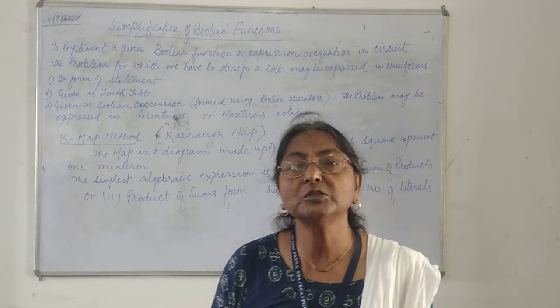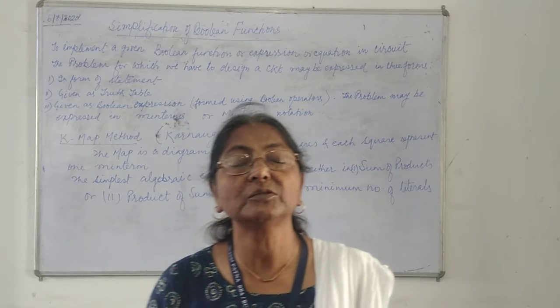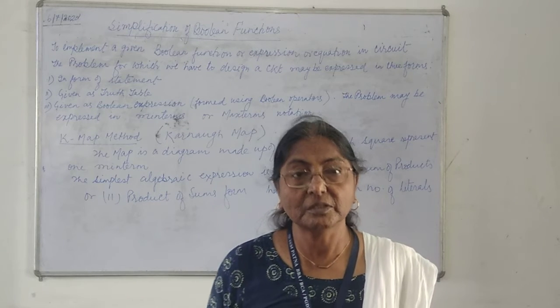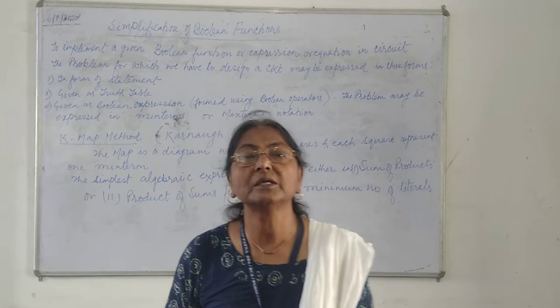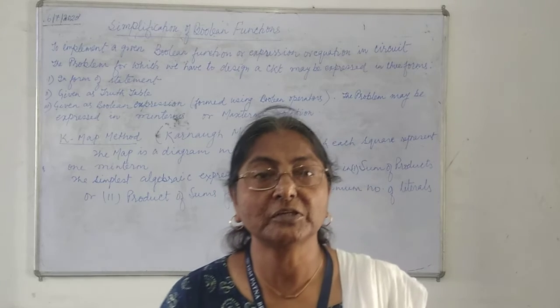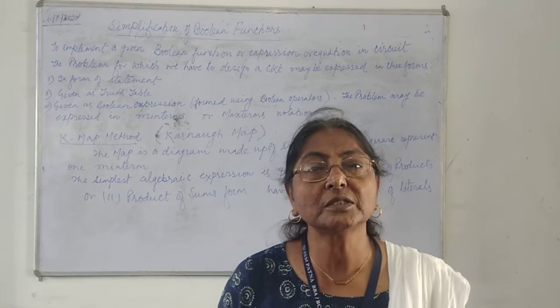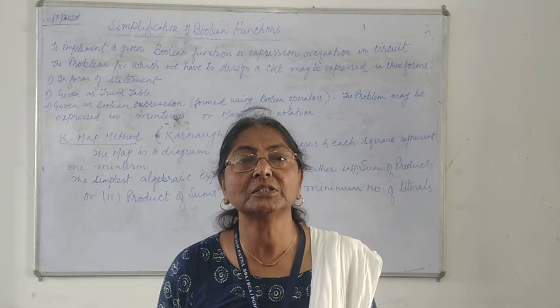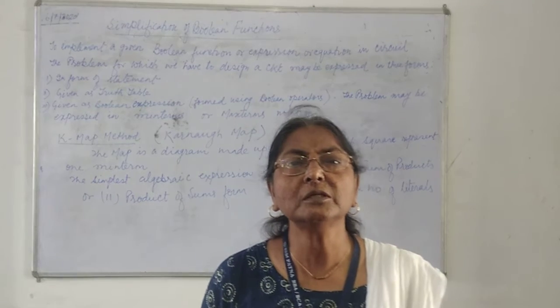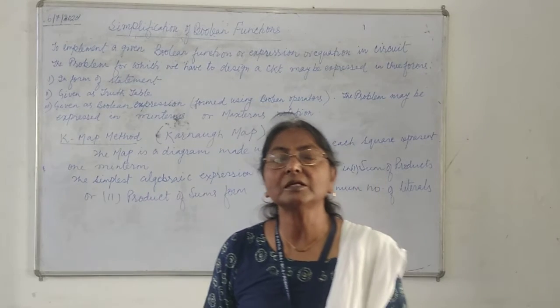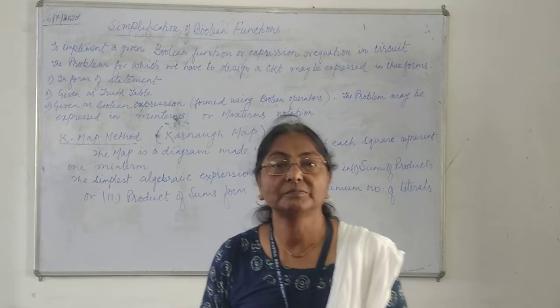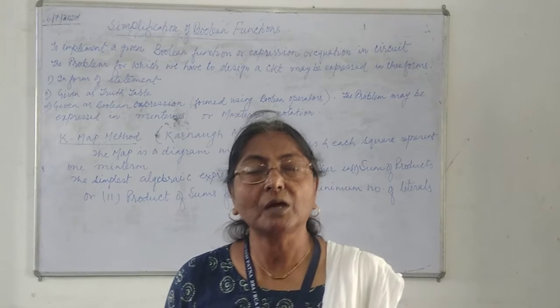The problem for which you have to design a circuit can be given to you in the form of a statement, it may be given in the form of a truth table, or it may be given in the form of a Boolean equation. Boolean equation means what? It is a kind of algebraic equation which is written with the help of Boolean operators. The K-map is a graphical representation of the given truth table. How is the K-map made?